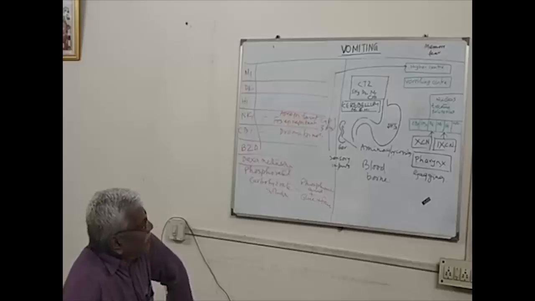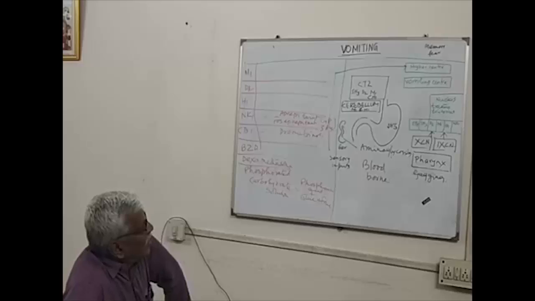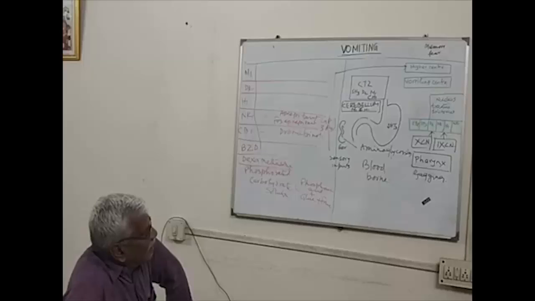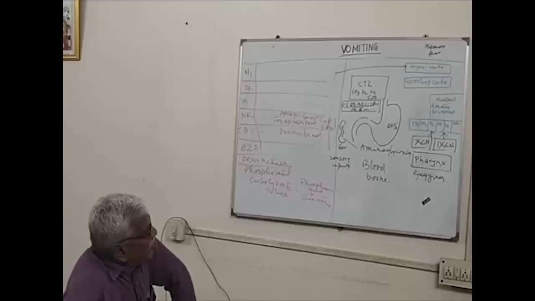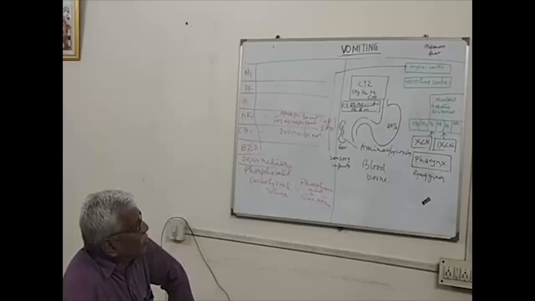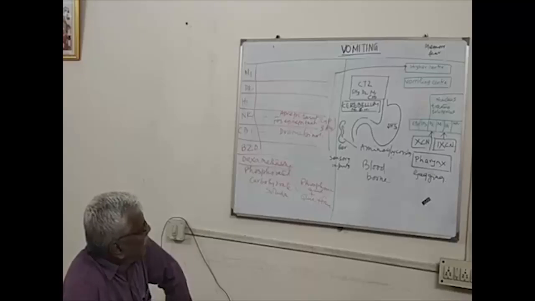Now, the different receptors which are present in the nucleus tractus solitarius are cannabinoid receptors, 5-HT3 receptors, D2 receptors, M1 receptors, H1 receptors, and NK1 receptors. And these are stimulated if the pharynx is stimulated: from the pharynx through the vagus and the glossopharyngeal nerve, sensory input goes to the nucleus tractus solitarius, and through stimulating the different receptors, it induces vomiting.